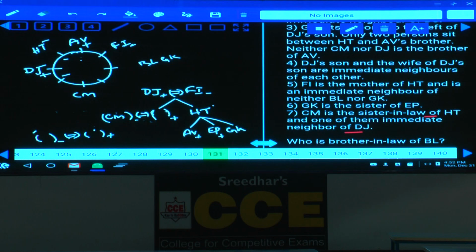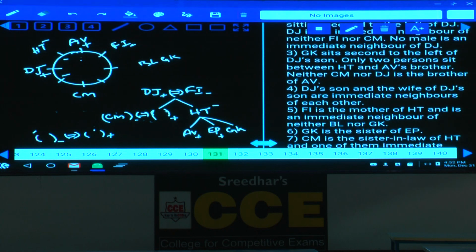Now we are able to determine the gender of HD, because the immediate neighbors of DJ are females. As HD is here, GK sits second to the left of DJ's son. Then who is the person left over here? BL is the person left over, BL is here. Is GK male or female? GK is a sister, GK is female.